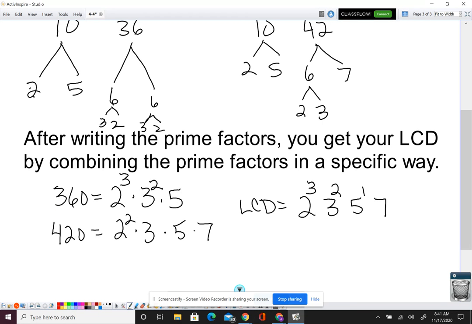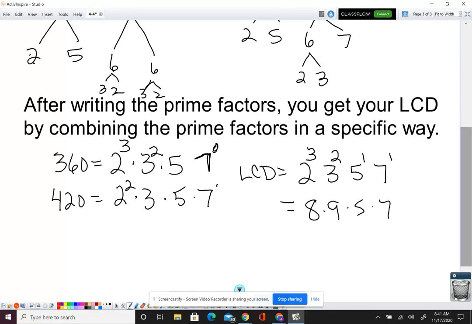And this one, you have a 7 to the first, but you don't have a 7 up here. That's all right. If you see it, it has to go into the LCD. So it's 7 to the first. This one up here, just so you know, is 7 to the 0th power if we have that base up there. So 1 is larger than 0, so that's why we're putting the 1 there. And then if we multiply this out, 2 to the third is 8, 3 squared is 9, 5 and 7.